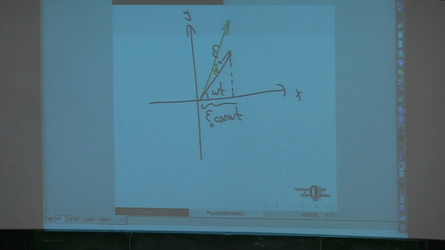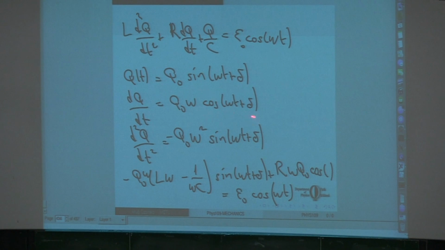So let me erase this one. That vector has length epsilon 0. This vector has length I0, and I0 is q0 omega, so I will rather stick with I0. The x component of this I0 vector is nothing but q0 omega cosine of omega t plus delta. Okay, so I already identified this vector.